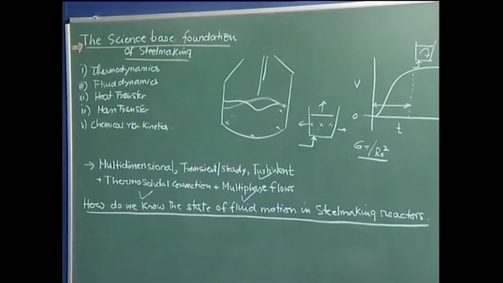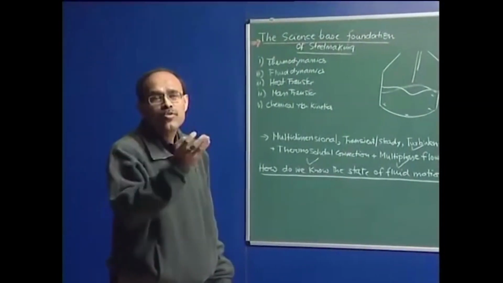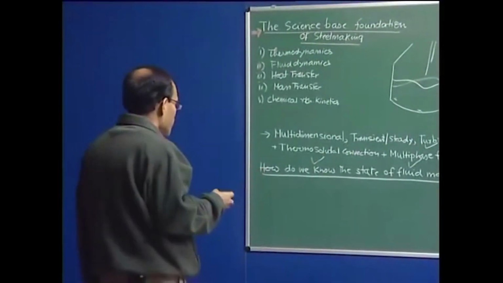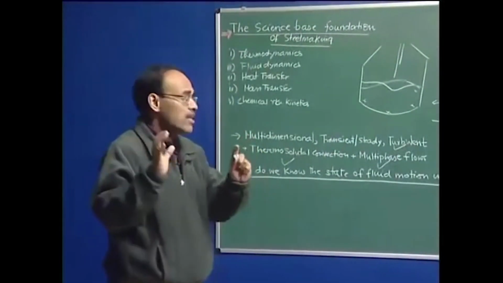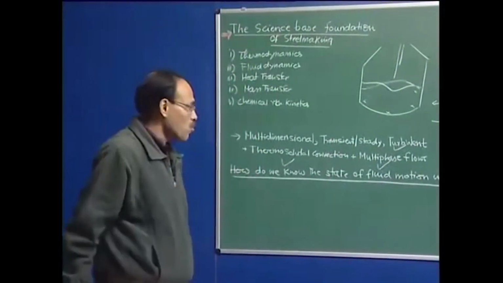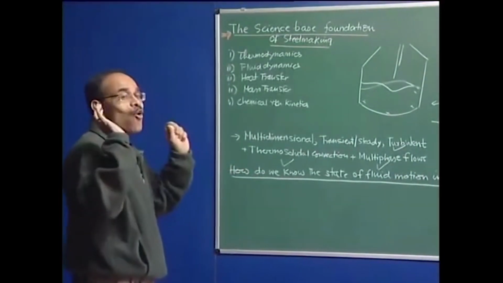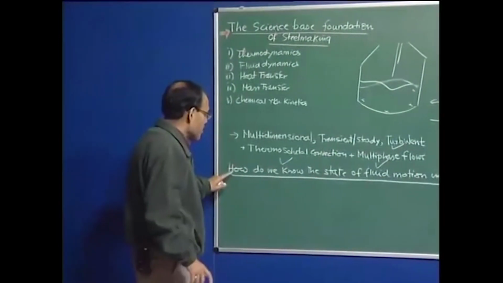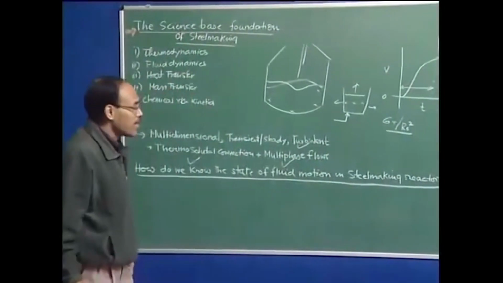Concepts like parallel flow, Newton's law of viscosity, the Navier-Stokes equation, irrotational flows, then simple parabolic flows, creeping flows. These are very essential in order to develop a comprehensive framework for our understanding. But assuming that our fundamentals are ready, the question is now, how do you know the state of fluid motion in steelmaking reactors?